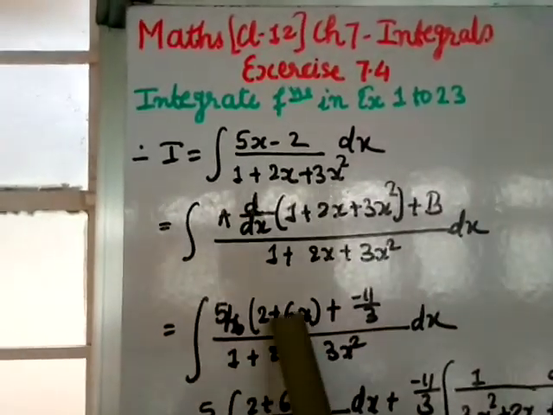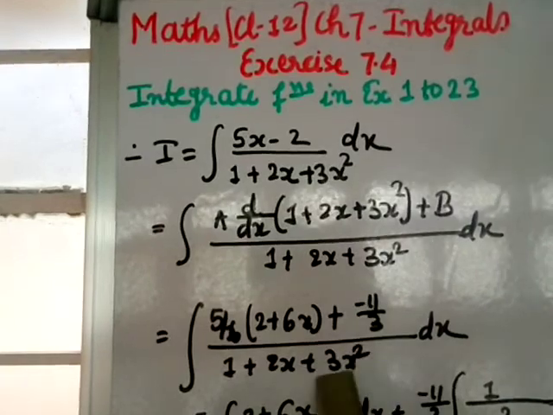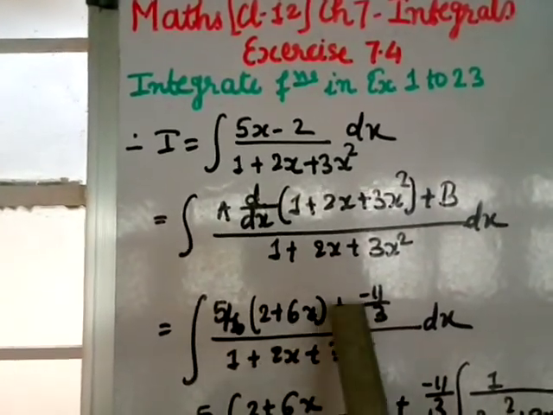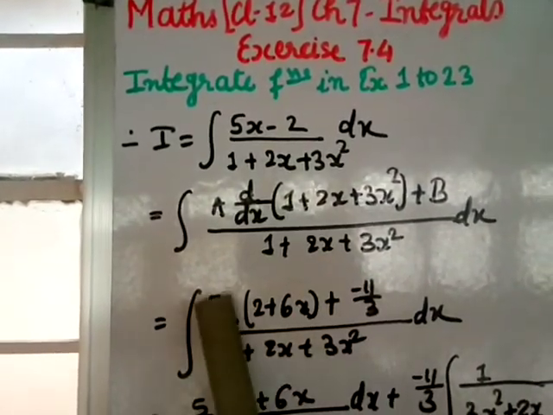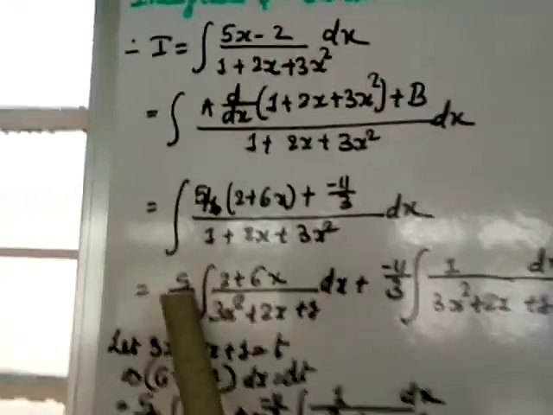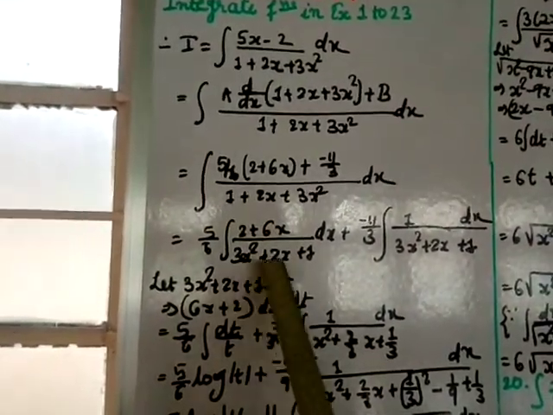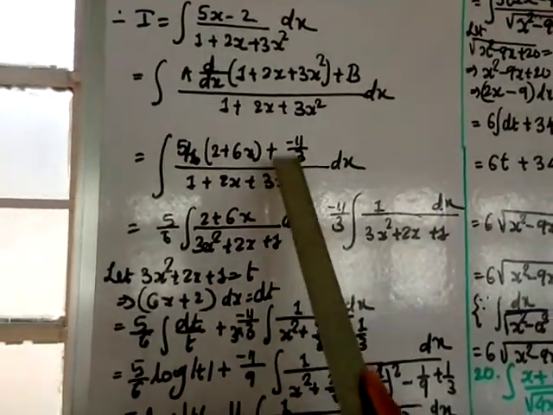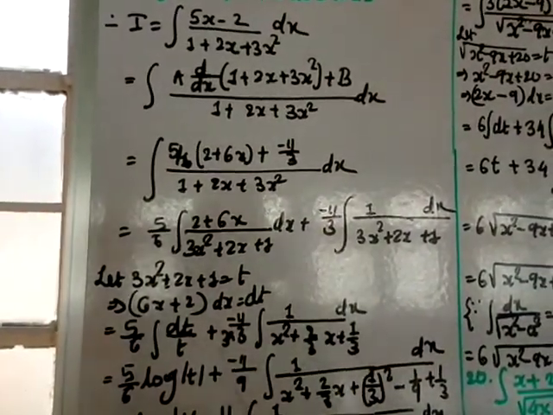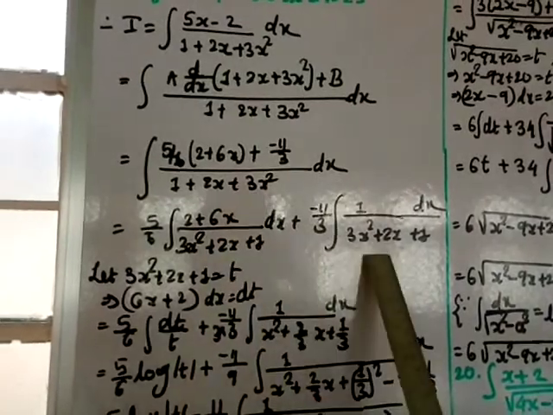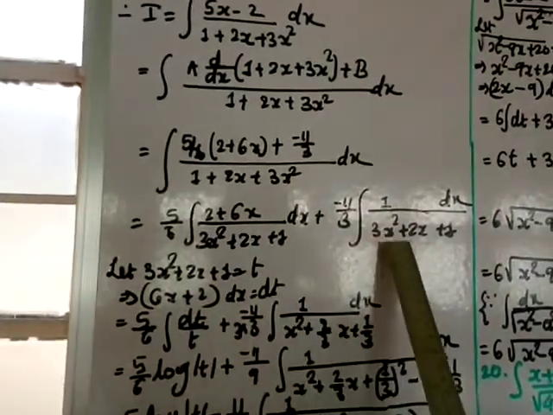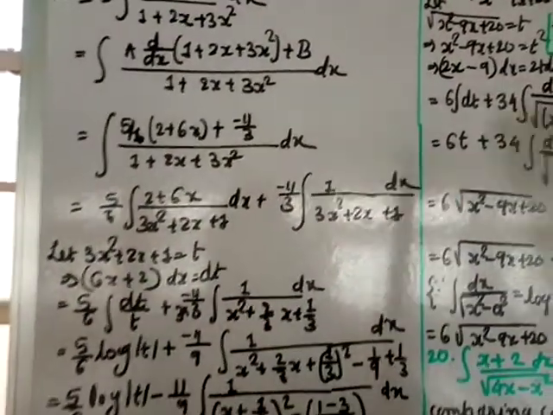Now I'll separate the numerator and the denominator: this divided by this, plus this divided by this. So 5 by 6 I'll take out of the integral: integral of (2 plus 6x) divided by (3x square plus 2x plus 1) dx, plus minus 11 by 3 also out of the integral, integral of 1 over the denominator. I am writing this in order: 3x square plus 2x plus 1, dx.